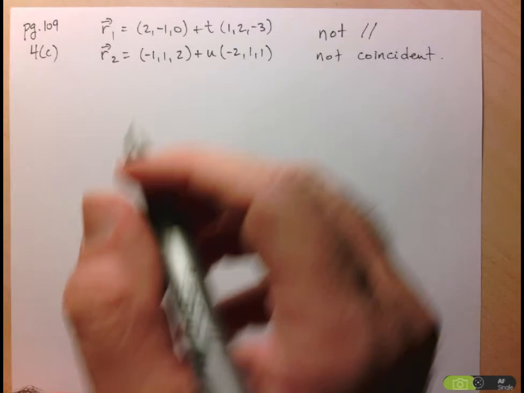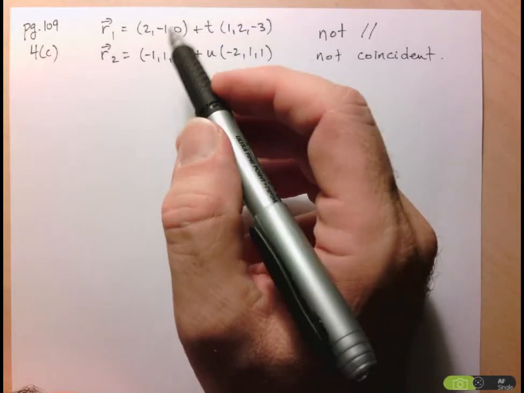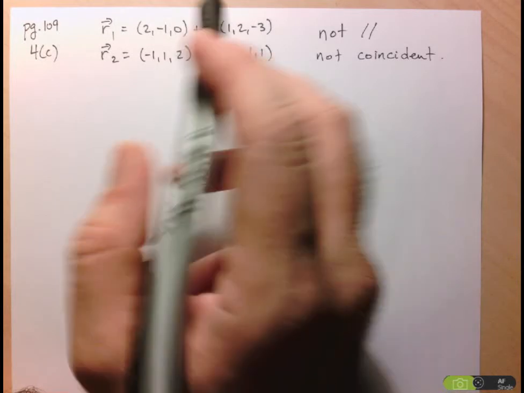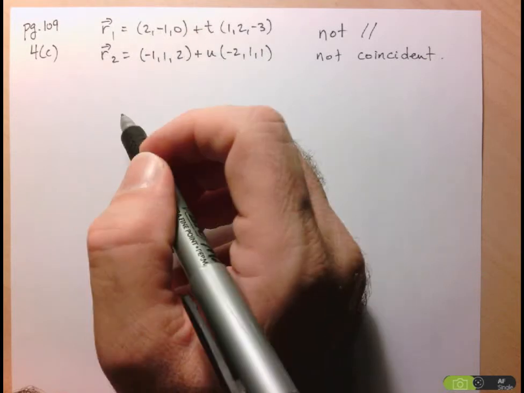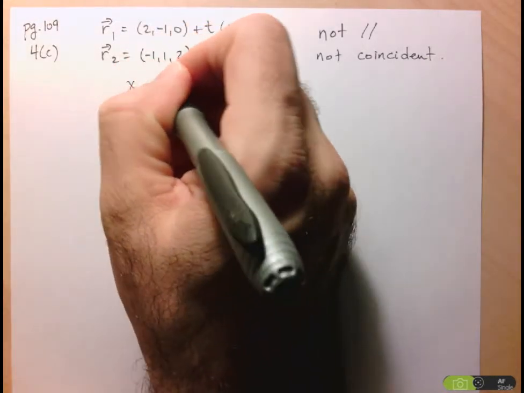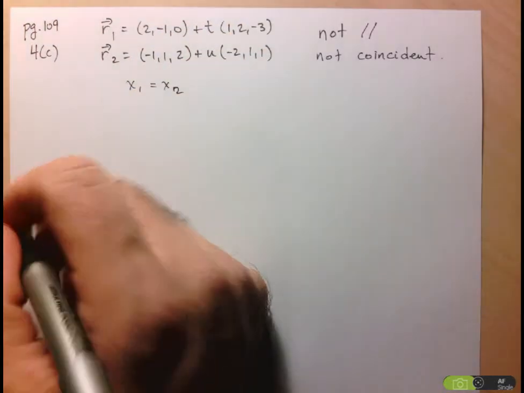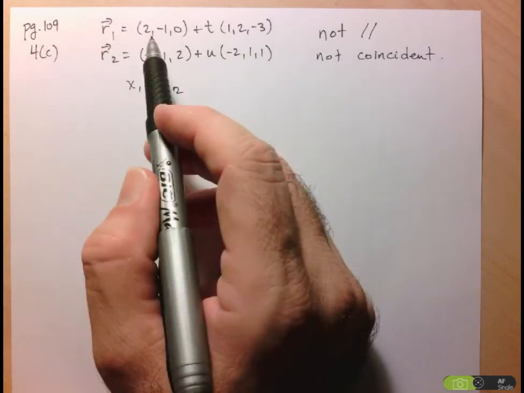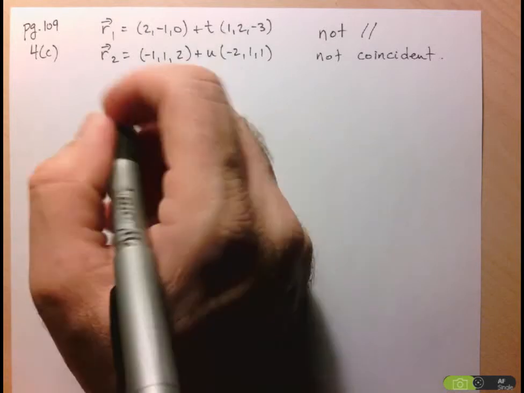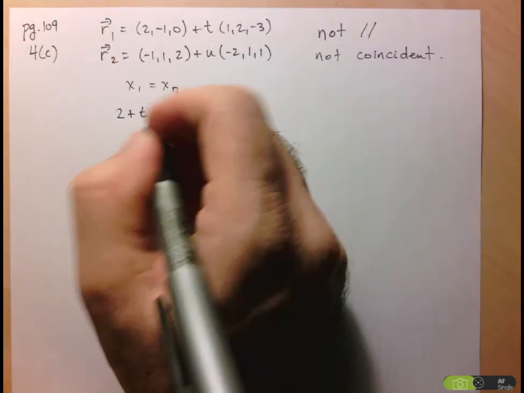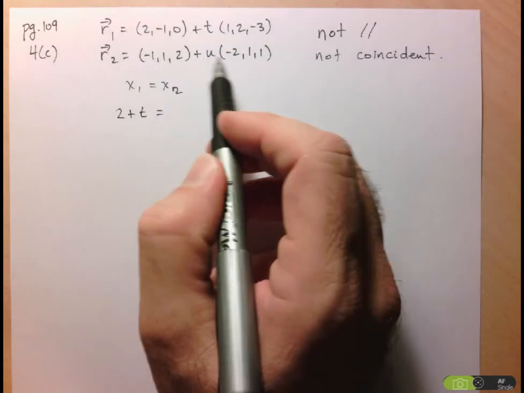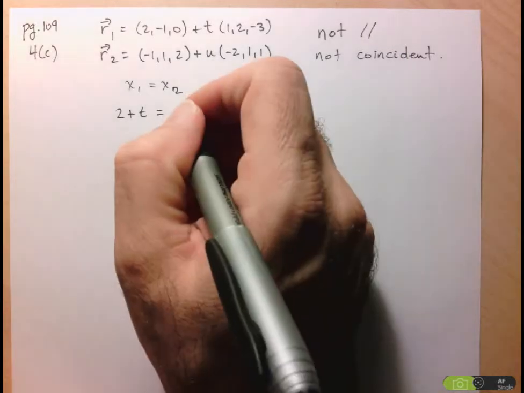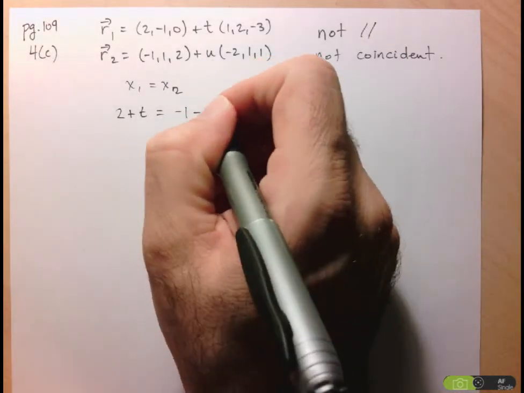The way we do that is try to find an intersection. So remember, if they have a point of intersection, there's a point x, y, z that lies on both of these lines. So if it lies on the first line, the x components would have to be equal. So x1 would have to be equal to x2. In equation 1, x is 2 plus 1 times t. So for some t value, 2 plus t would have to be equal to the x component on the second line, negative 1 plus negative 2 times u, so negative 1 minus 2u.